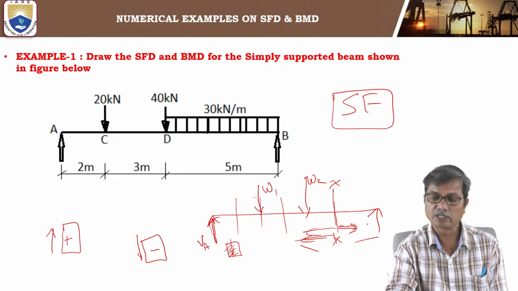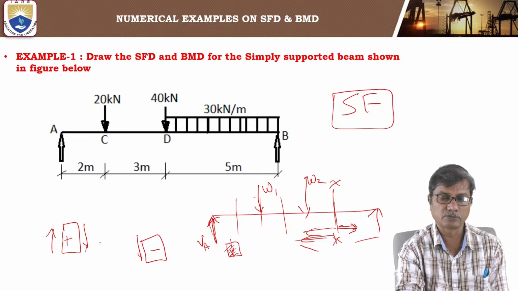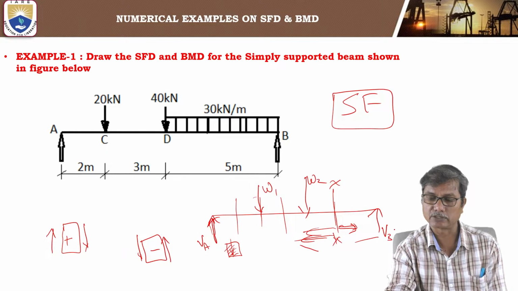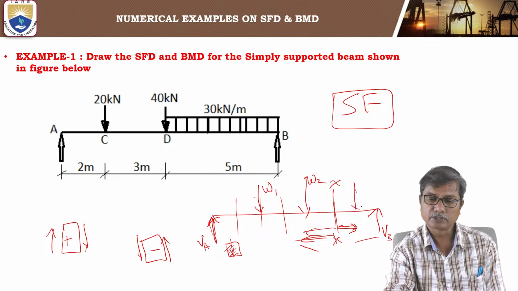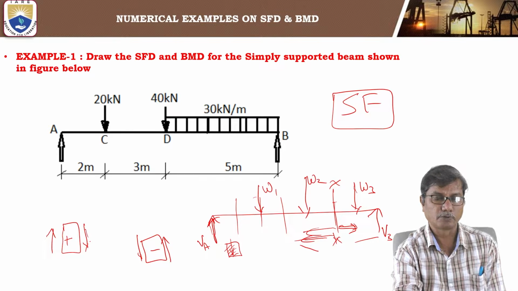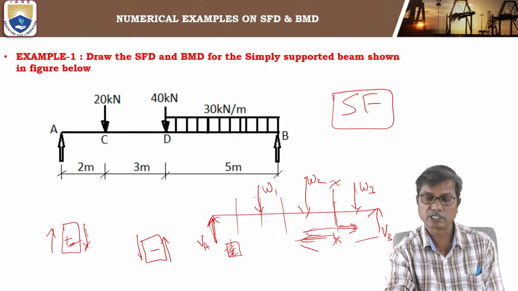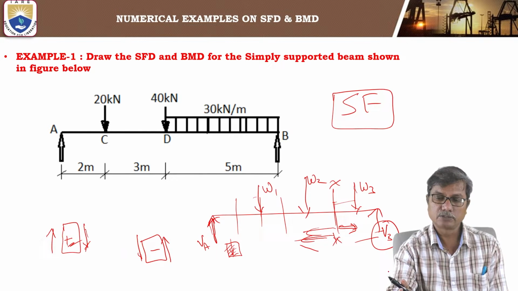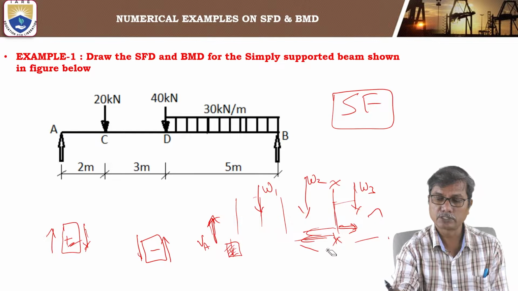Similarly, right of the section downwards is positive and right of the section upwards is negative. For example, the load W3 here is to the right and acting downwards, so it is positive. Right side downwards is positive and right side upwards is negative. Okay, so we follow this sign convention for shear force.